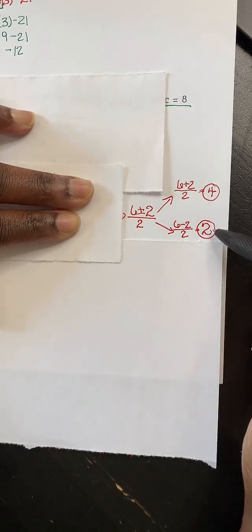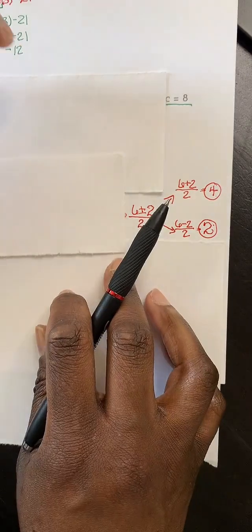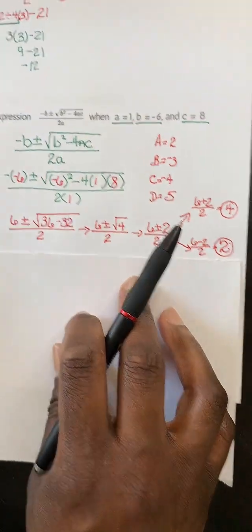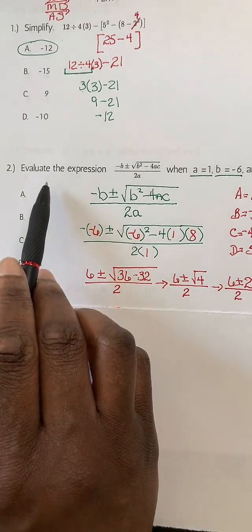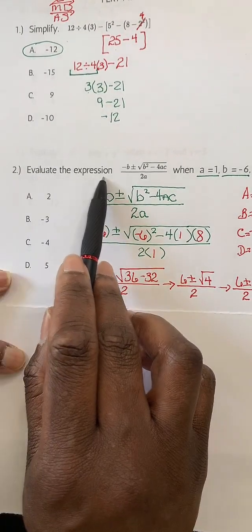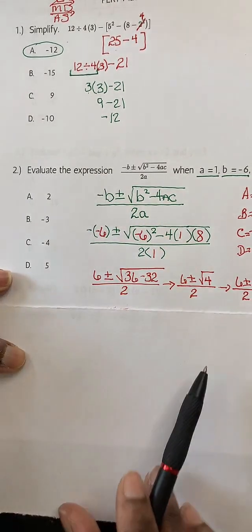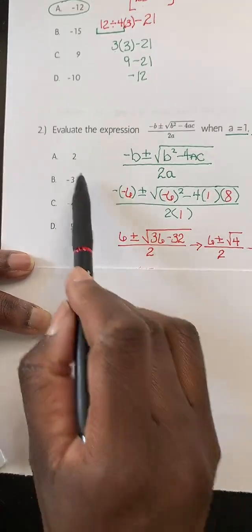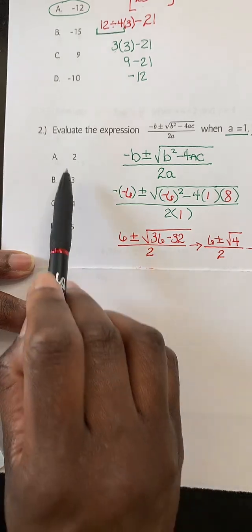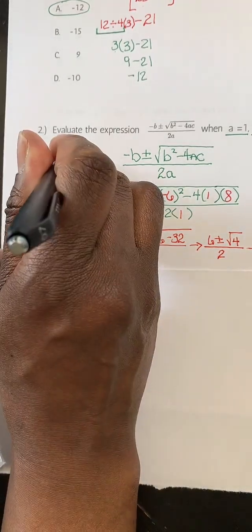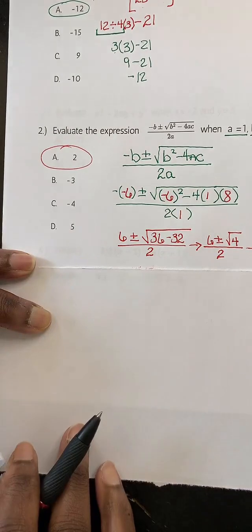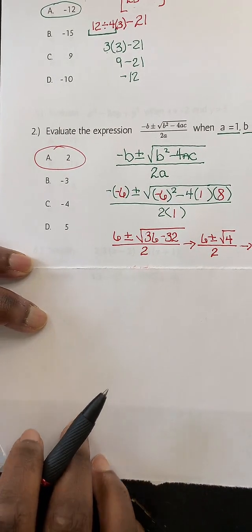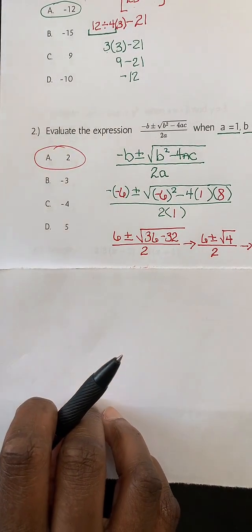So yes, you are supposed to get 2 answers, but let's go back to the question. The question just basically says, evaluate the expression. So one of these answers is going to work. We don't have a positive 4, but we do have a positive 2. That will be your answer. Okay. All right.